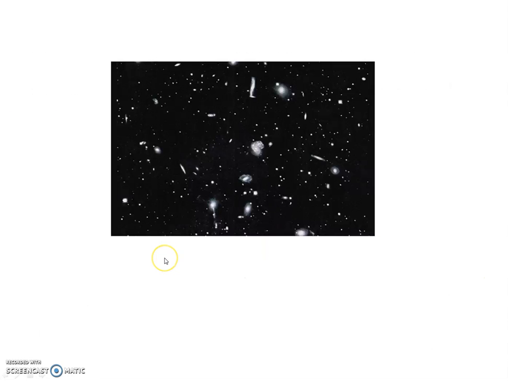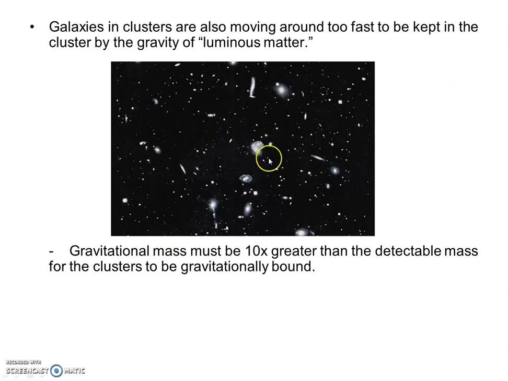Okay. Another line of evidence of this is that the galaxies within clusters are moving around too fast for the clusters to hold together, and yet they do hold together. So that means there is also 10 times more mass in a cluster of galaxies than the stuff that we see, than the starlight and light from H2 regions and dust and everything like that that we can detect.